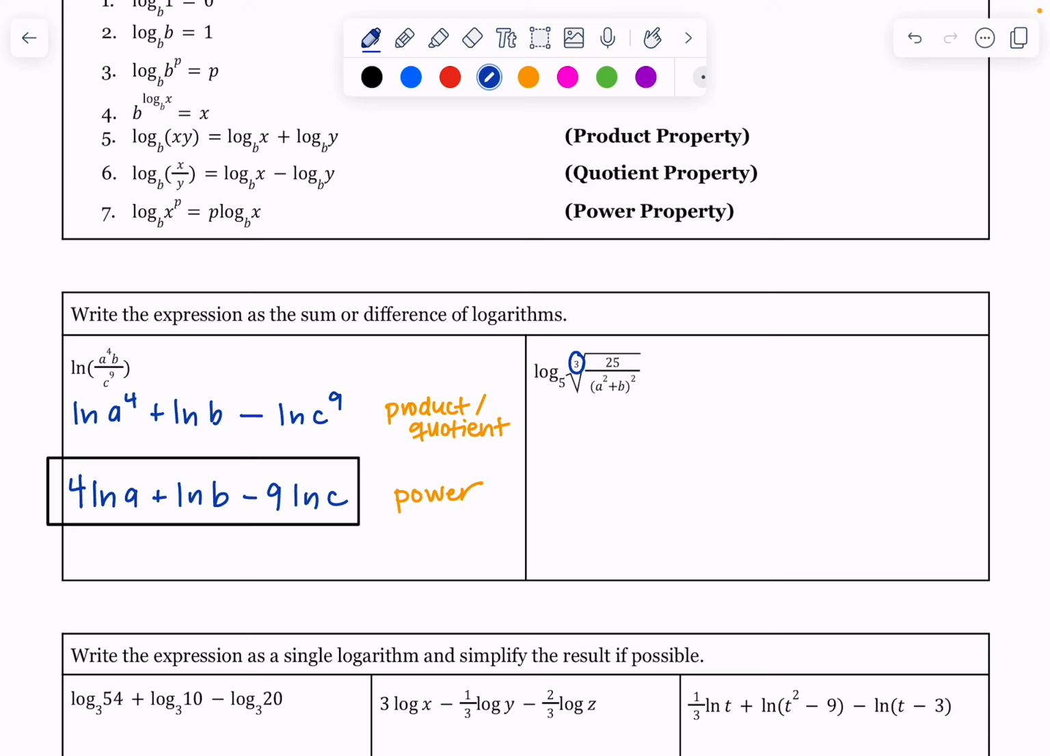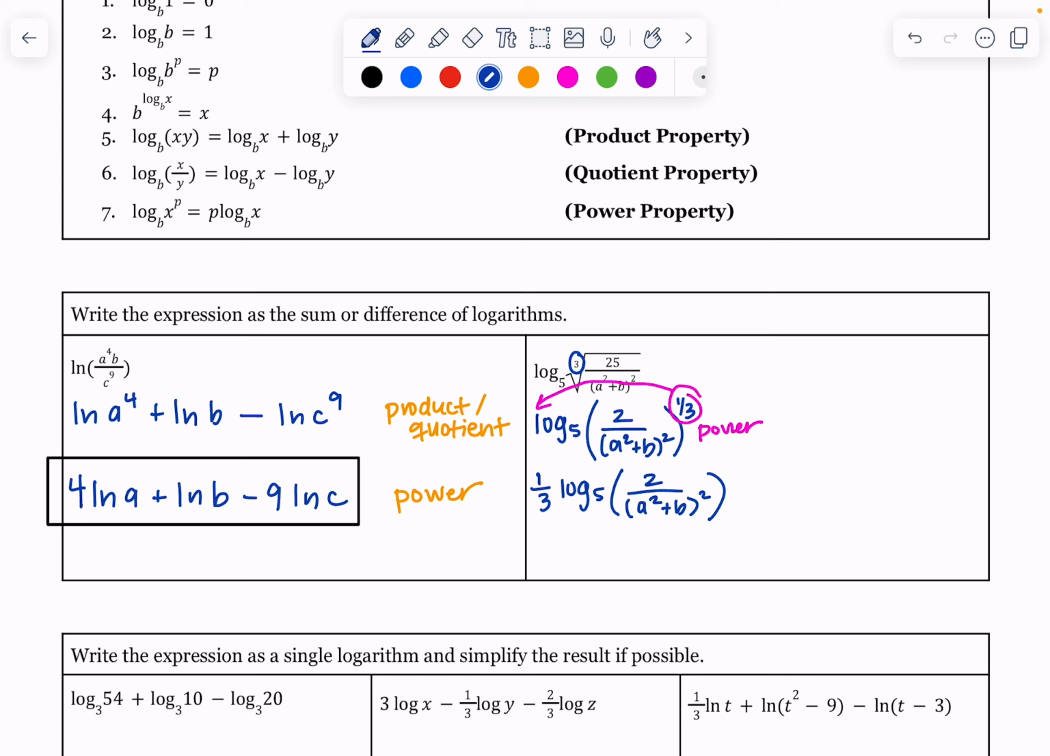So the power rule, so log base 5 of all of this to the 1/3. That just makes our life a little bit easier. And then I am going to move that 1/3 to the very front by the power rule. So I guess let me label that. So power rule. When I do that, I'm going to have 1/3 log base 5 of 2 over a squared plus b squared.